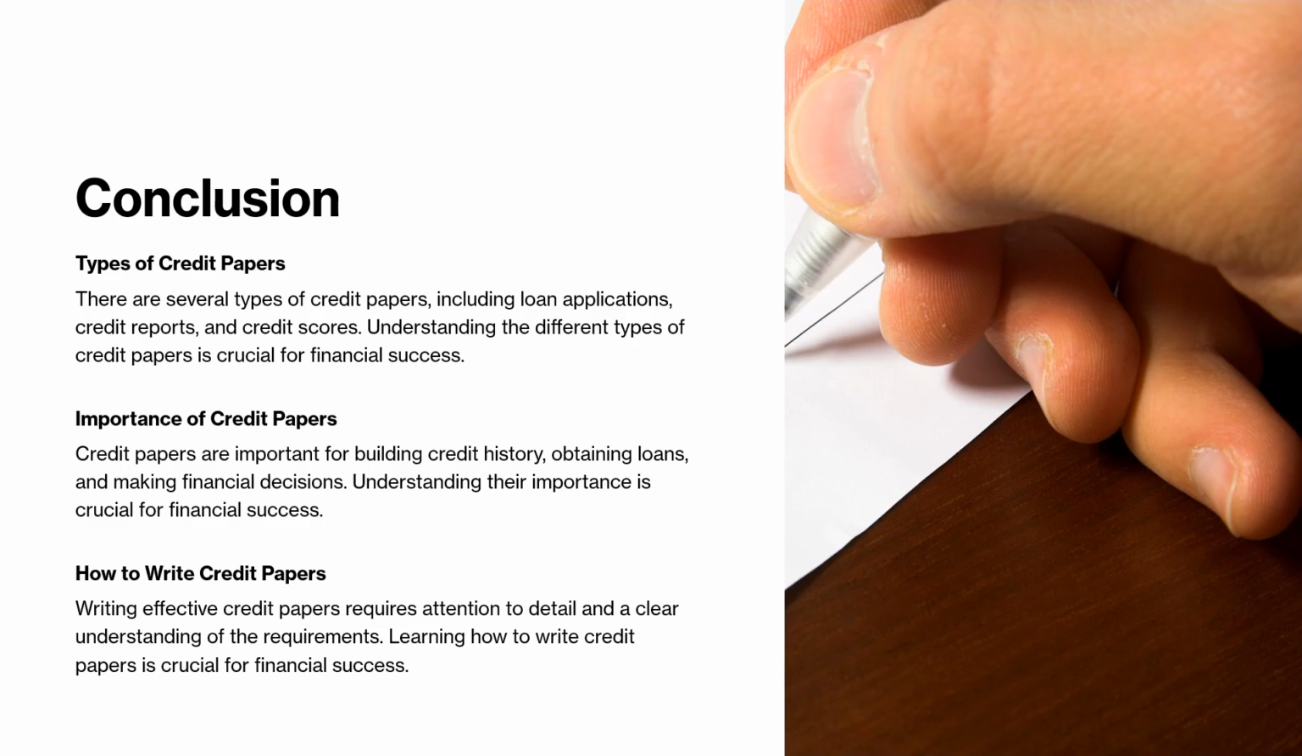Conclusion. Types of credit papers. There are several types of credit papers, including loan applications, credit reports, and credit scores. Understanding the different types of credit papers is crucial for financial success. Importance of credit papers. Credit papers are important for building credit history, obtaining loans, and making financial decisions. Understanding their importance is crucial for financial success.